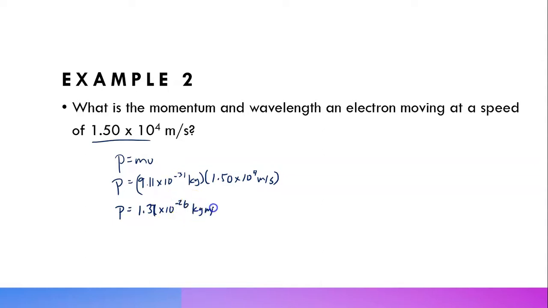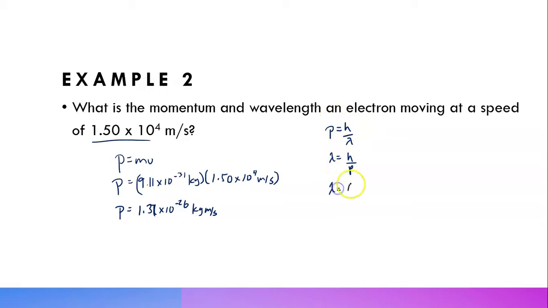kilogram meters per second. If we want to find its wavelength, we're going to now go to this equation, h over p, right? Just as if it were, in fact, a photon.